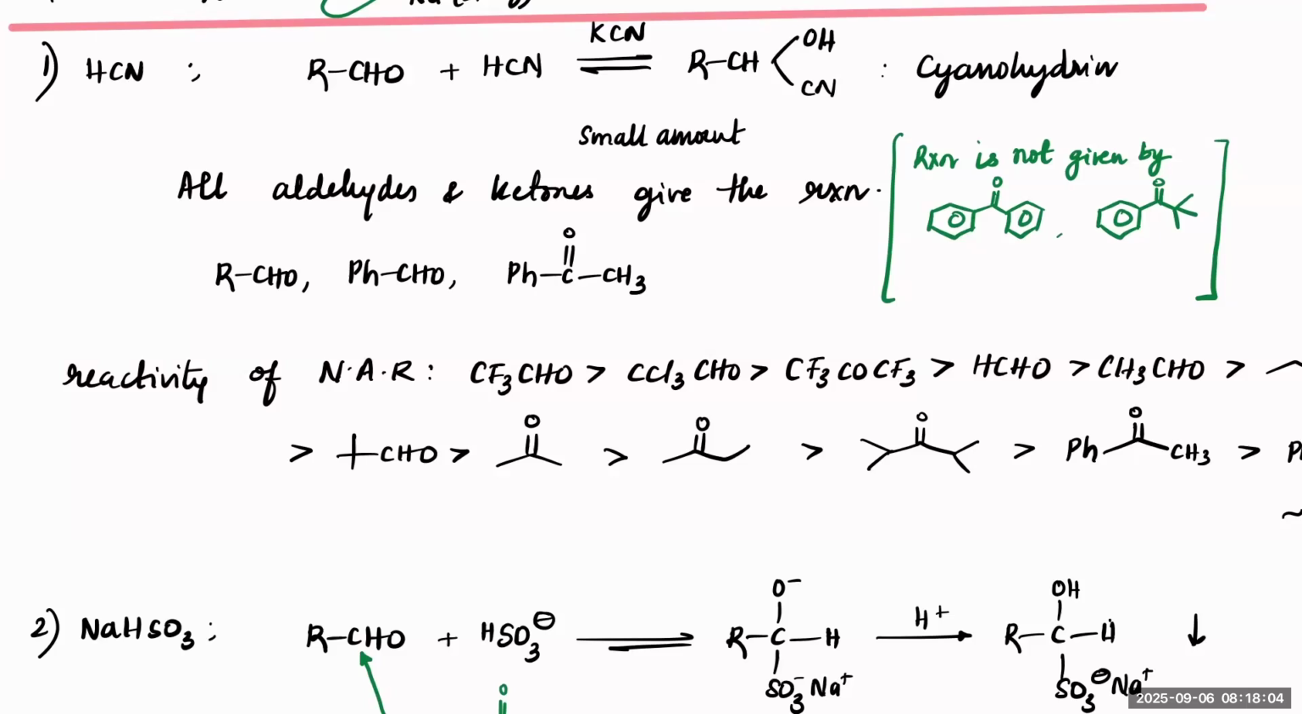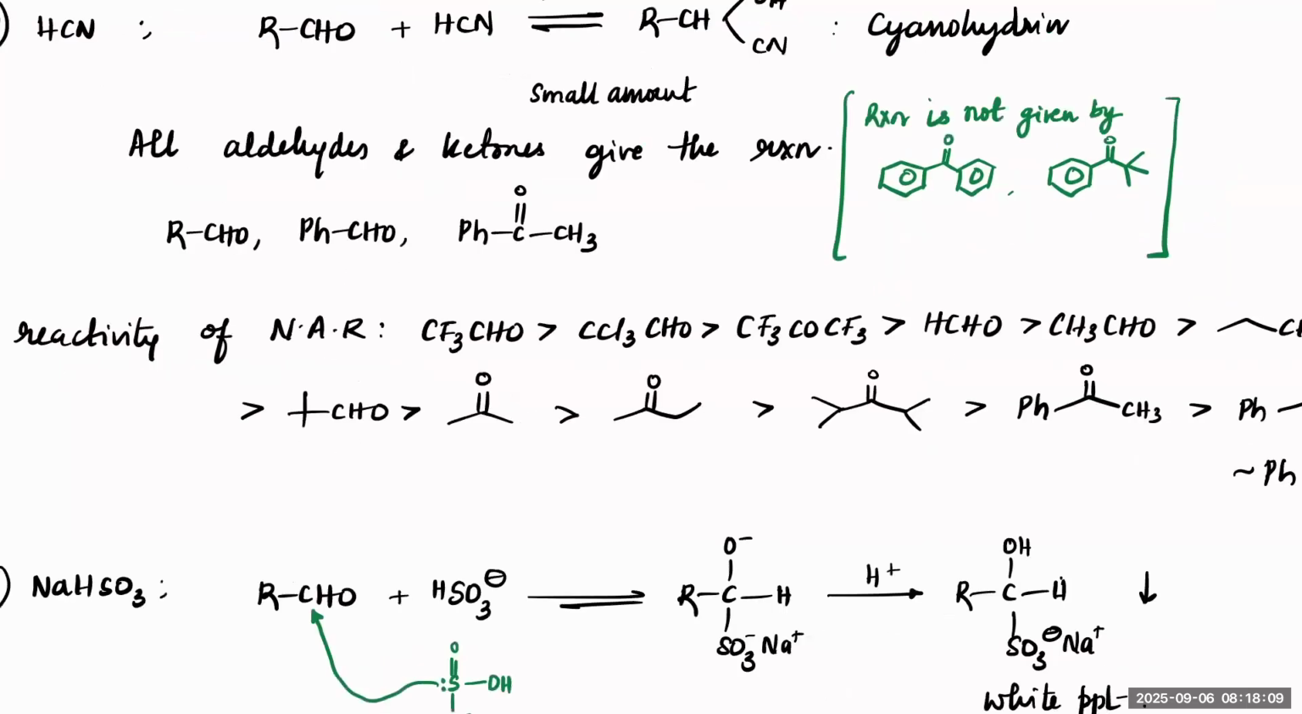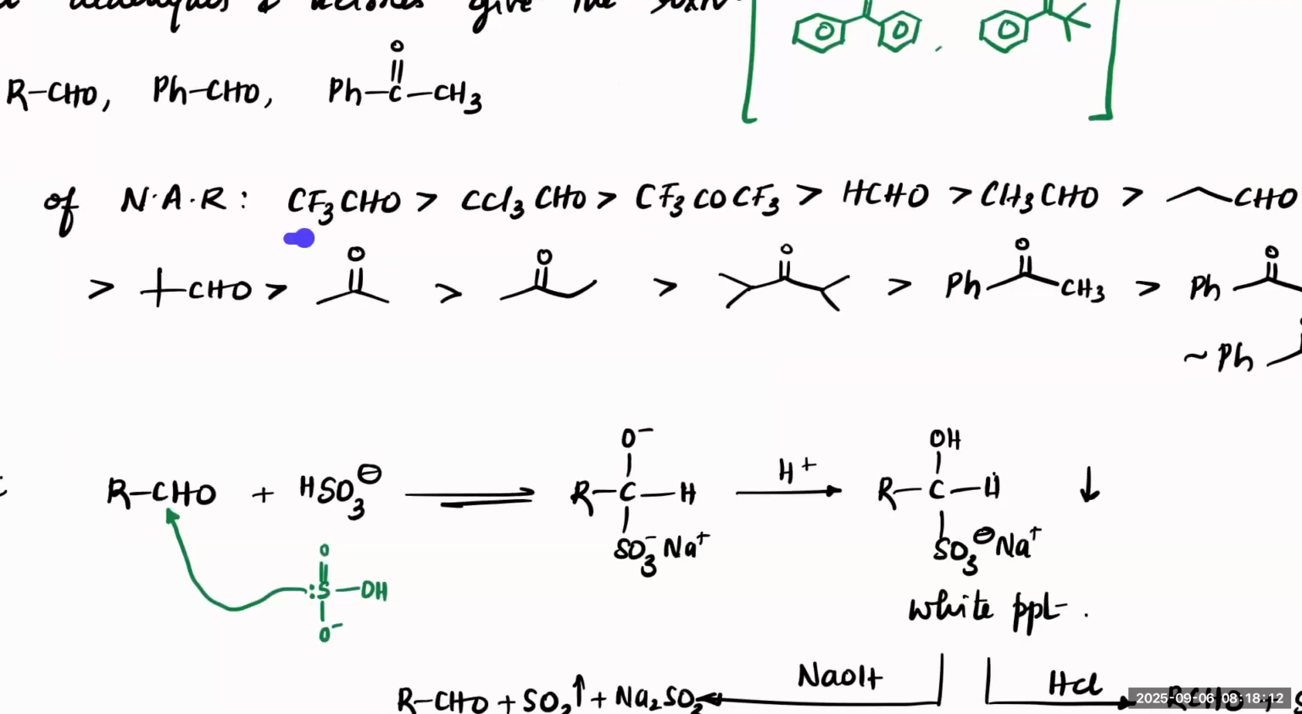Combining these two factors, if I write the order of reactivity, then this is the order. First will be CF3CHO. Although CF3 looks maybe a little bulky, it is strongly withdrawing. Because of this strongly withdrawing nature, carbon will have a very high delta positive charge, which will facilitate the nucleophile to approach. Is that clear? So this is the reactivity. CF3CHO, then CCl3CHO, then CF3 on both sides of the carbonyl. That will activate the carbon's positive charge very heavily.